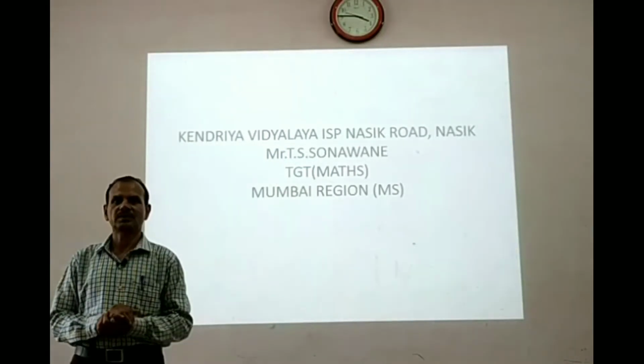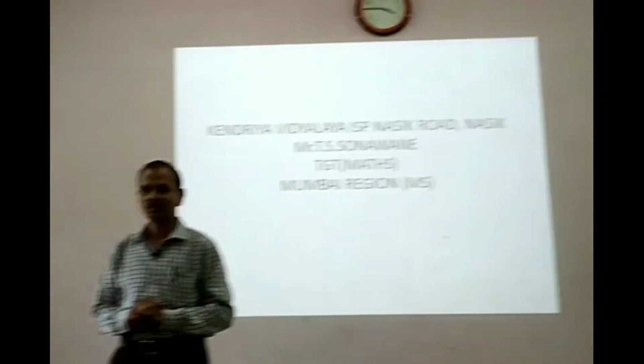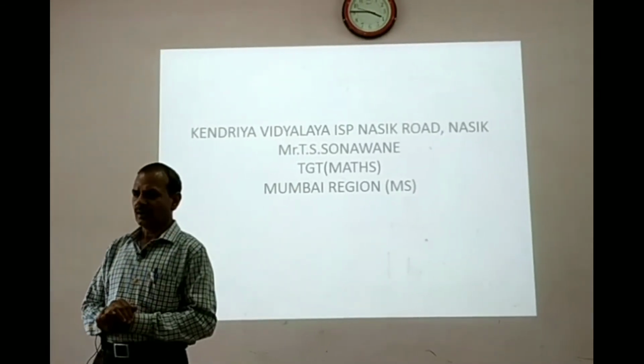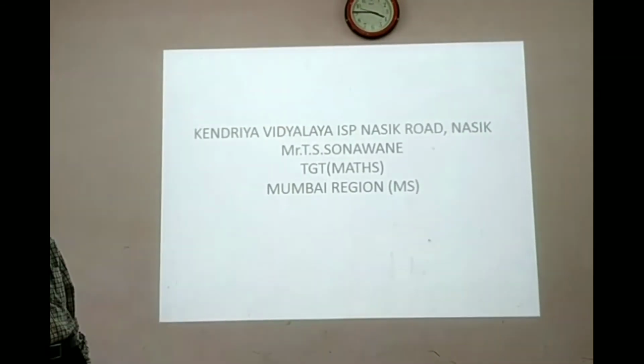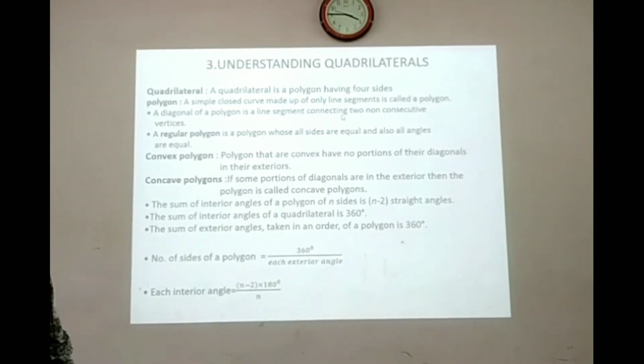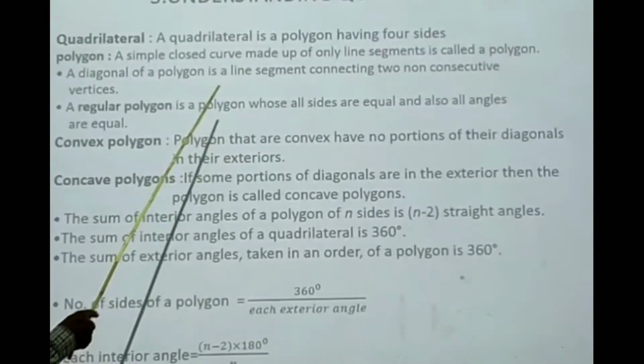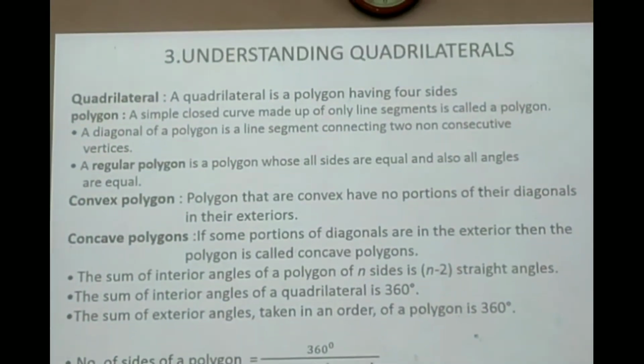Hello friends, let us start chapter number 3, understanding quadrilaterals. First of all, what is meant by quadrilateral? Quadrilateral is a polygon having 4 sides.